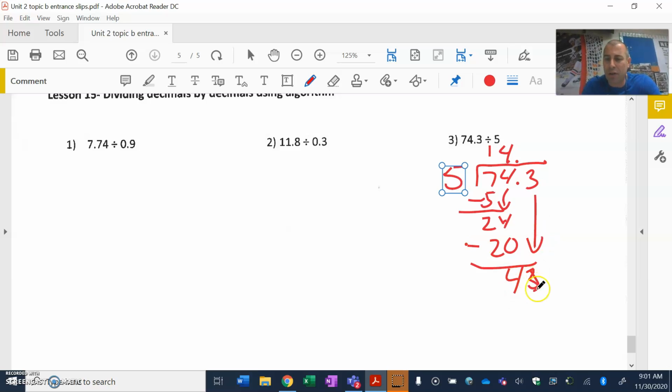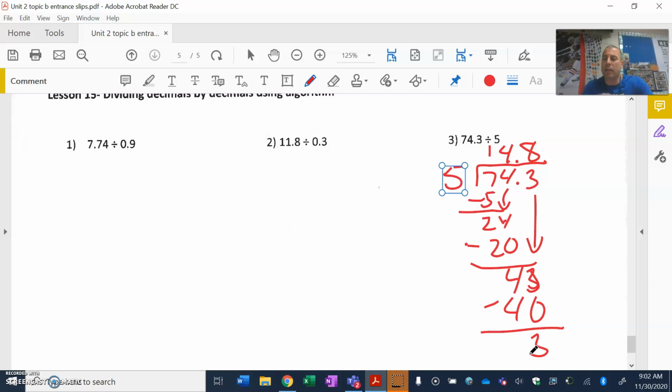All right, so 43. 5 times 9 is 45, too big. Let's drop down 1. 5 times 8, yeah, 40. That's as close as we can get without going over. So when we subtract, we get a 3. We are out of numbers here.